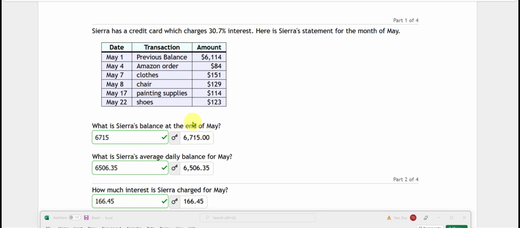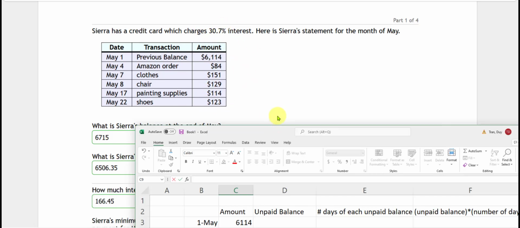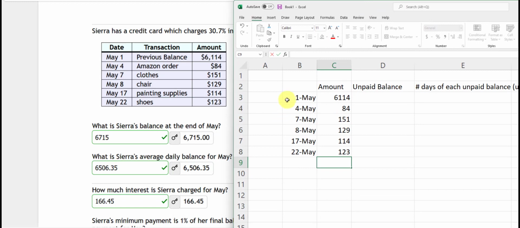So to find the balance at the end of May, we just simply add all the amounts together. What I do here is I input the dates and the amounts in an Excel spreadsheet, and then I just use the command sum to add all the numbers together. So sum, and then I just drag everything here to get the total amount, and that is $6,715, which is the answer here. So this should be the total amount.